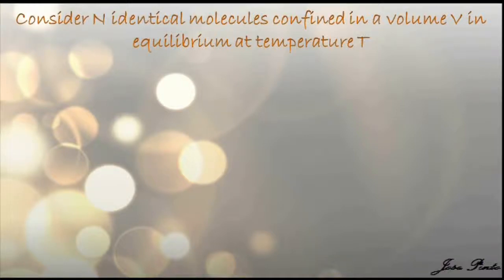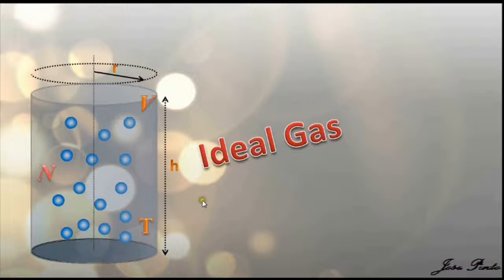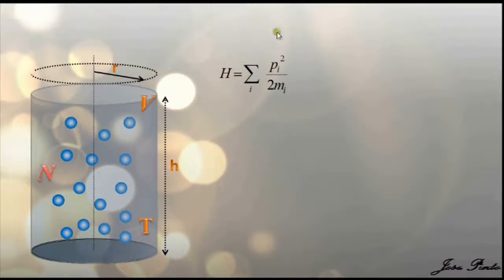Let's consider n identical molecules confined in a volume V in equilibrium at temperature T. Now let me first use a case where there are no interactions between the particles and no other potentials are present. So basically this is an ideal gas. The only energy that these particles have is their kinetic energy. Therefore this is the Hamiltonian. And if all the masses are equal, because we said that they were identical, then the masses come out of the summation. They are just constant.